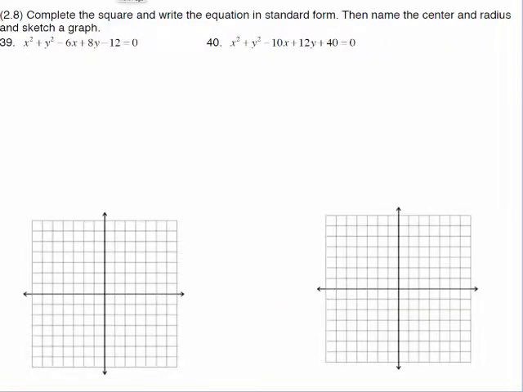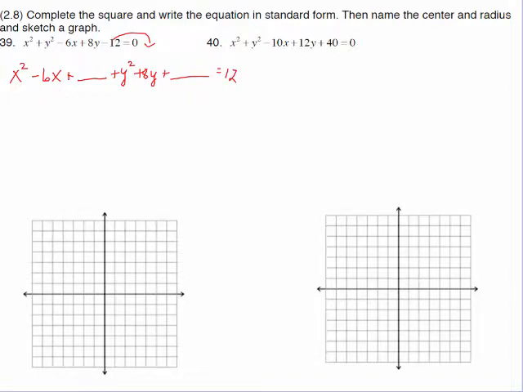In section 2.8, we also looked at circles. And before you can name the center and radius of a circle, you must complete the square. Remember, the steps for completing the square are to get your x's together, put plus blank there, because we're going to add something in a minute, plus y squared plus 8y plus blank, because we're going to add something there in a minute, and then move the 12 to the other side, makes this a positive 12.